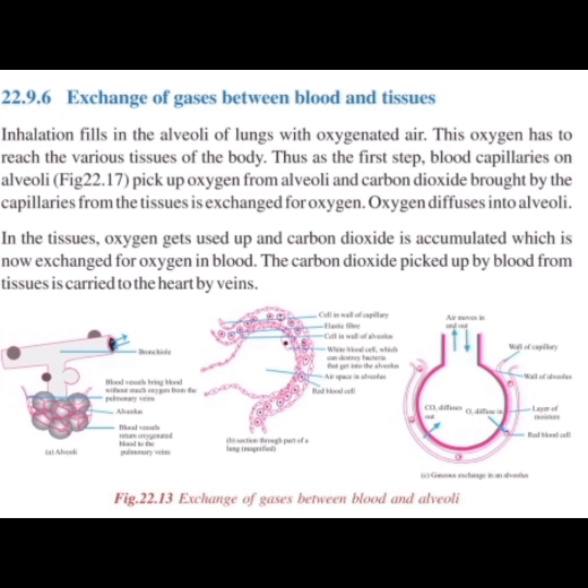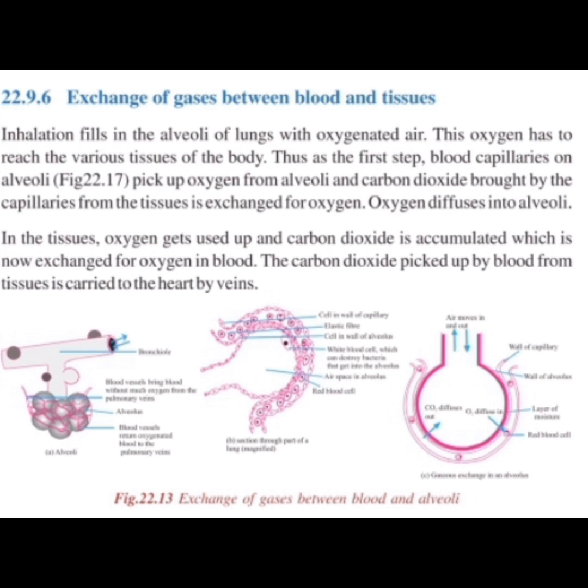Right, now see here you can see the gaseous exchange in an alveoli. So in an alveoli, this is the shape of alveoli and the outer part is the cell, white blood cells, red blood cells going through it. So here inside, CO2 diffuses out, that is carbon dioxide goes out from the alveoli, and O2 diffuses in, the oxygen comes inside the alveoli.